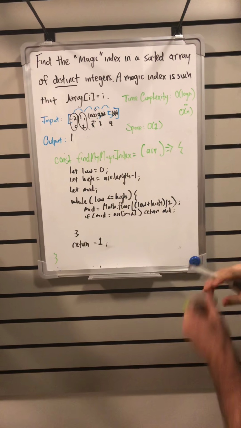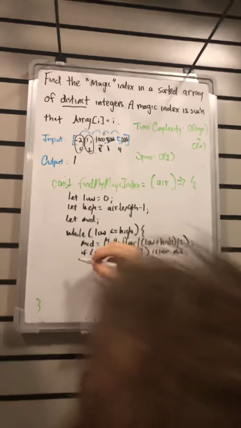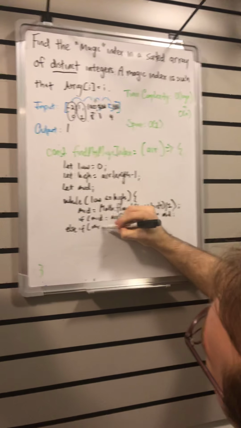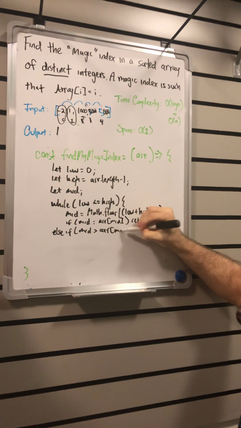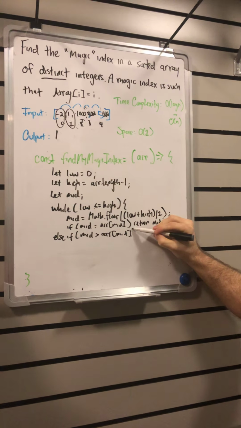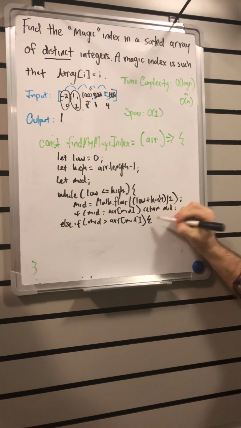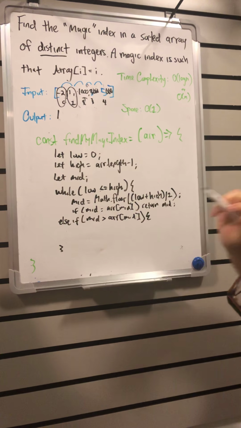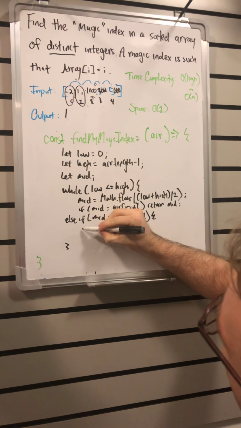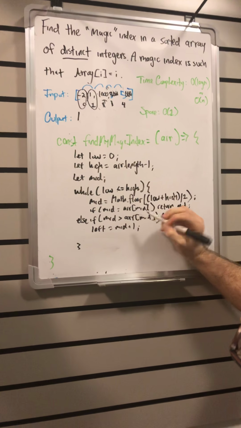Okay, so now else if the midpoint is greater than the element at the midpoint, okay, so then we are in trouble, right? So we need to go to the right. So we're going to say left equal to where the midpoint is plus 1.